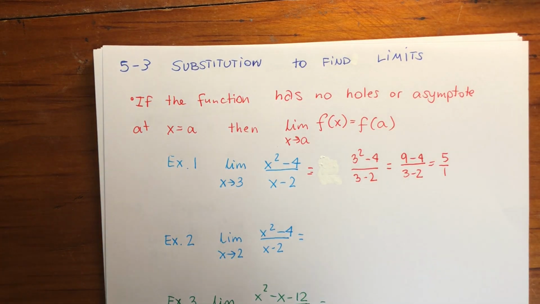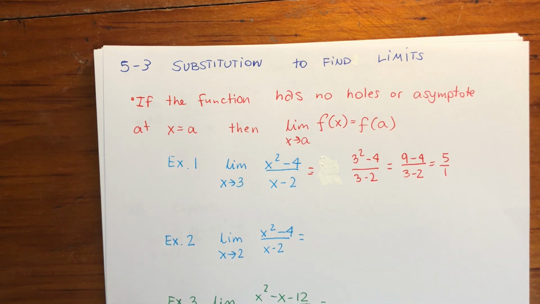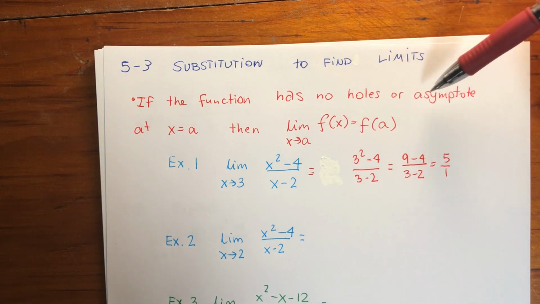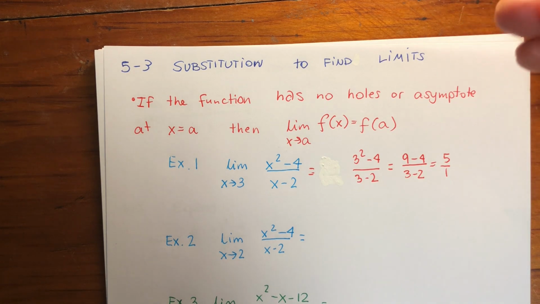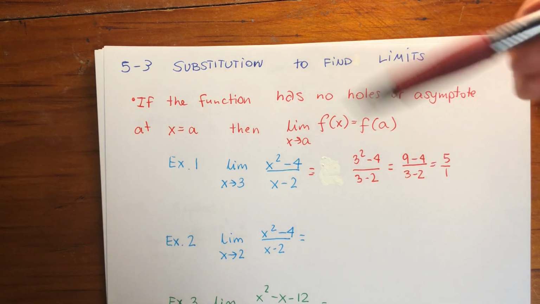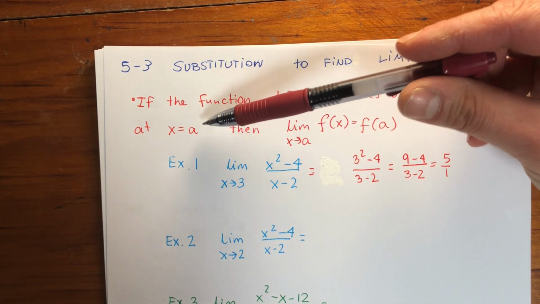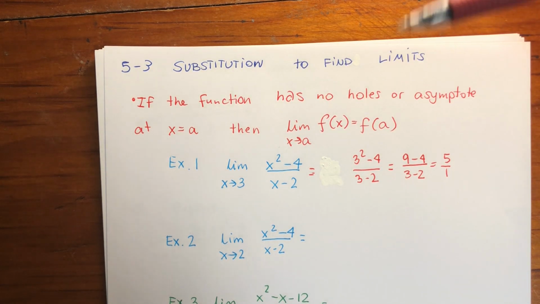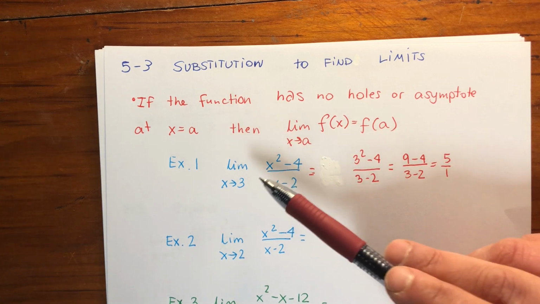Hi guys, yesterday we talked about the graphs and how to find the limits if we have the graph given. Today we are going to use different methods. One of them is going to be substitution to figure out what the limit is at the point. If a function has no holes or asymptotes at the point where we are trying to find the limit, we are going to take that point, plug it into the function, and we are going to get a limit. Beautiful world. Let's take a look at example number 1.